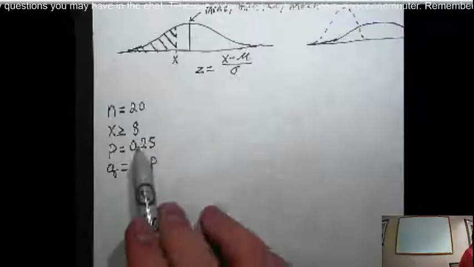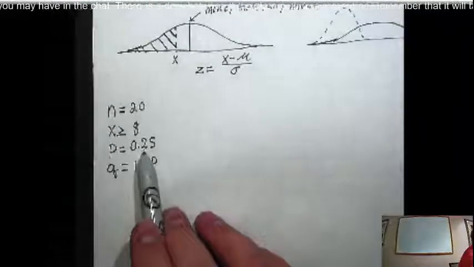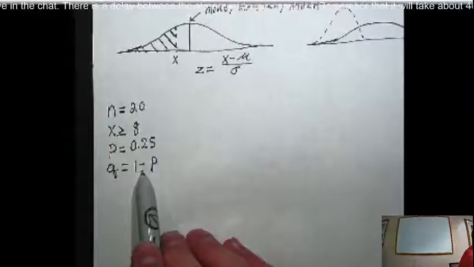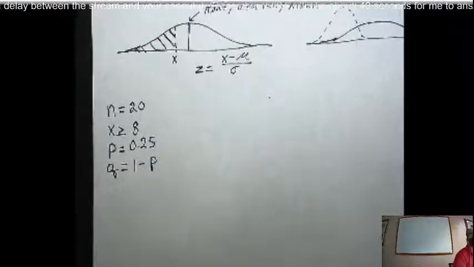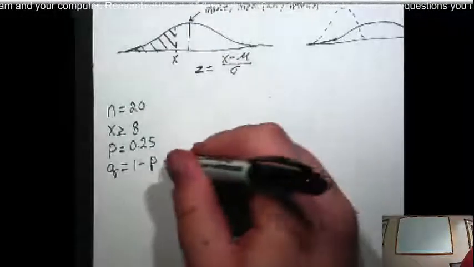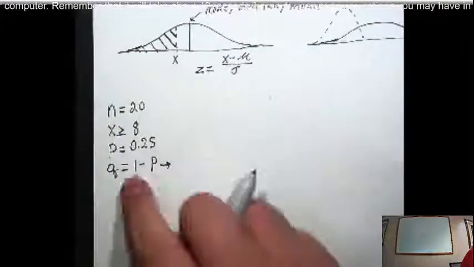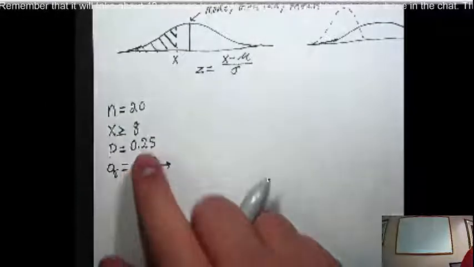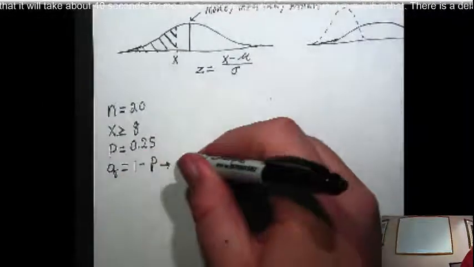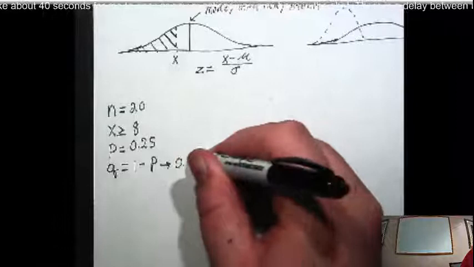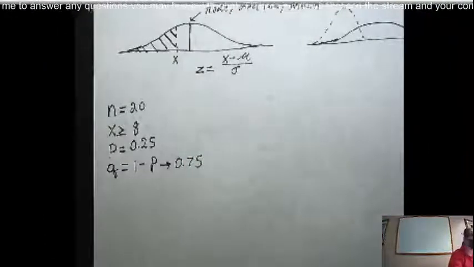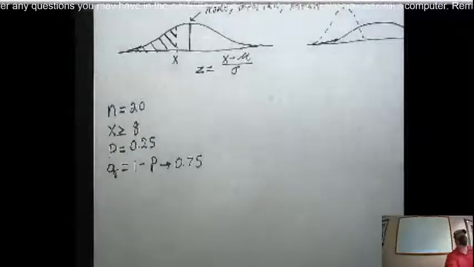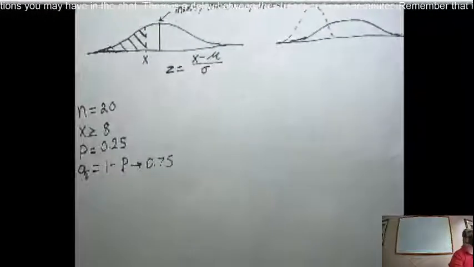So you could think about this as the probability of a particular event occurring. This is the probability of a particular event not occurring. So in this case, if we find our Q value, so again 1 minus P, so 1 minus 0.25, that's going to give us a Q value of 0.75. And now we have everything we need to start in on this problem.